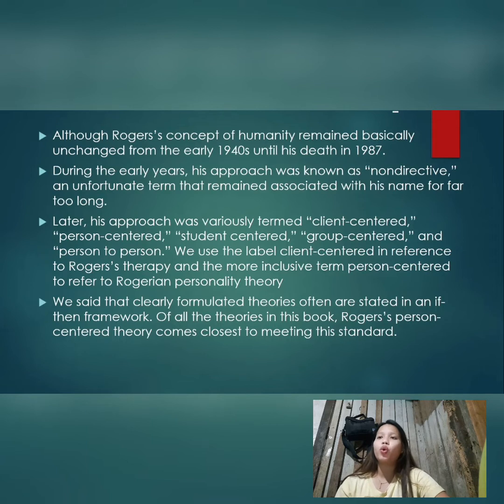During the early years, his approach was known as non-directive, an unfortunate term that remained associated with his name for far too long. Later, his approach was variously termed client-centered, person-centered, student-centered, group-centered, and person-to-person. We use the label client-centered in reference to Rogers' therapy and the more inclusive term person-centered to refer to Rogerian personality theory. We said that clearly formulated theories often are stated in an if-then framework. Of all the theories in this book, Rogers' person-centered theory comes closest to meeting these standards.